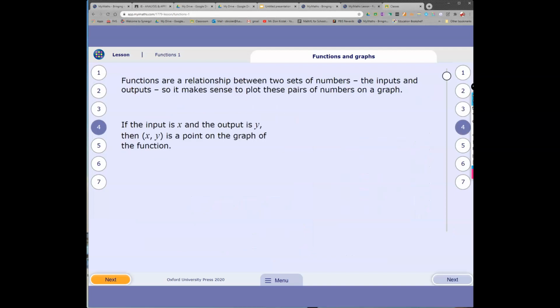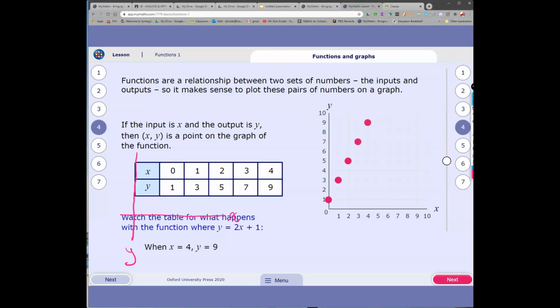So inputs and outputs can be graphed. And when we do it, the input is your x-coordinate, which is your horizontal axis, and your y values go on your vertical axis. So every function has a picture that belongs to it. So I'm simply graphing that chart using those values using the function 2x plus 1. And then you can see that these are our points on our graph. We got 0, 1, etc., 1, 3.